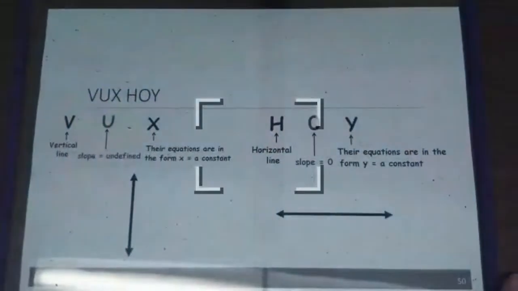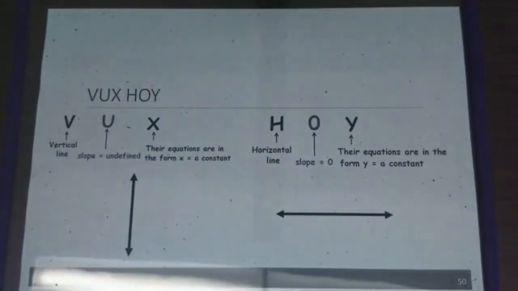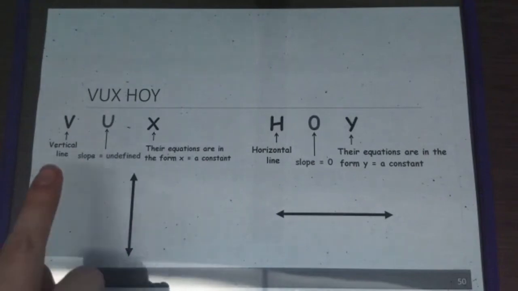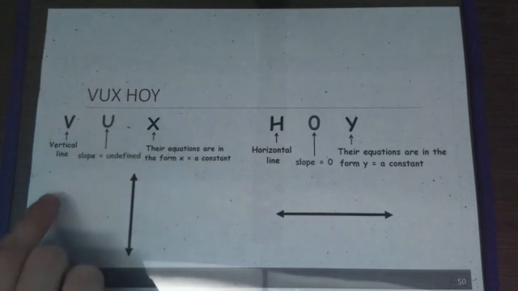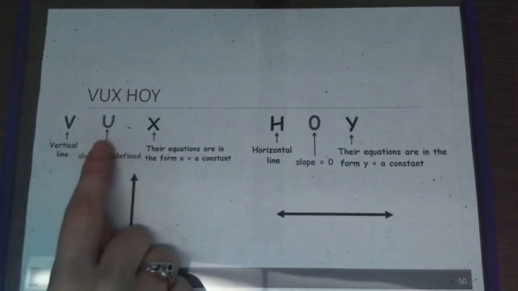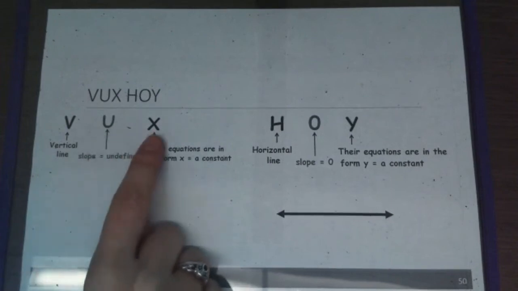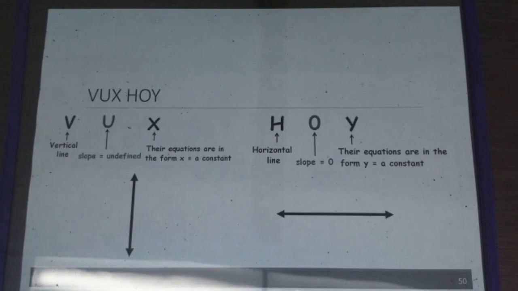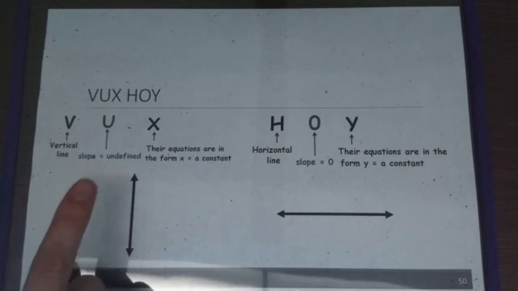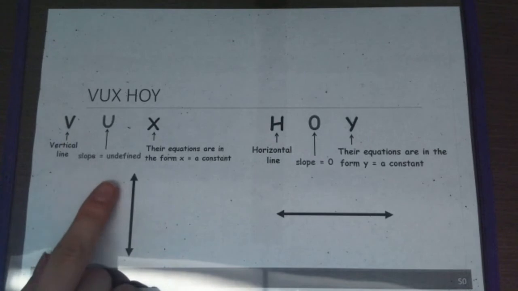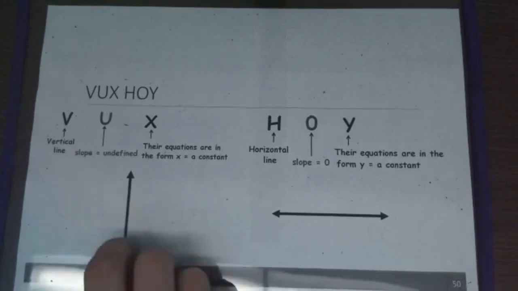Something else I would like to introduce you to is VUX-HOY. This is a little acronym to help you remember the two special types of linear equations. VUX, V-U-X, stands for vertical lines have an undefined slope. Their equations are in the form x equals a number. We talked about how zero slope gave us that horizontal line, and I told you to think about what an undefined slope might look like. That's going to give us a vertical line.